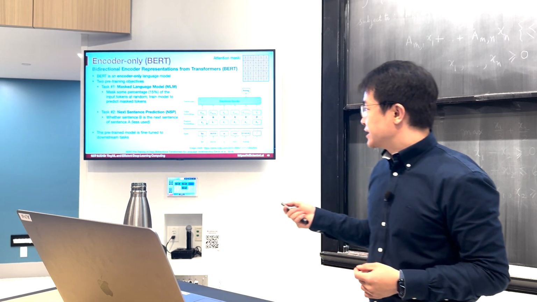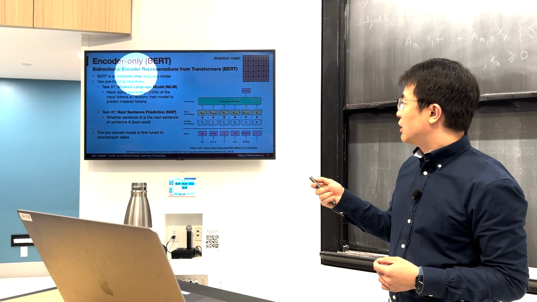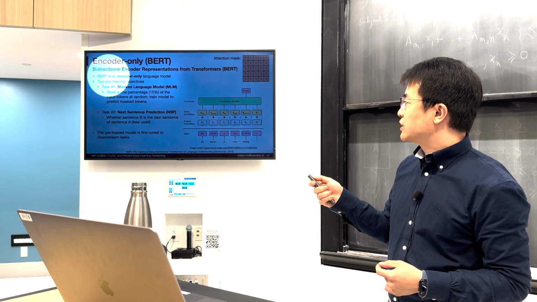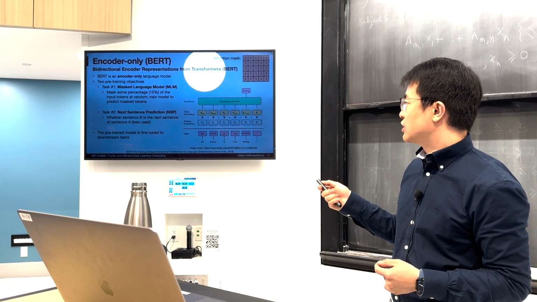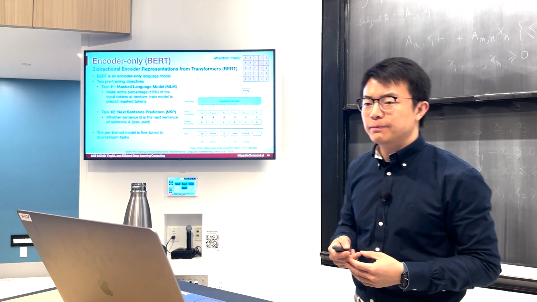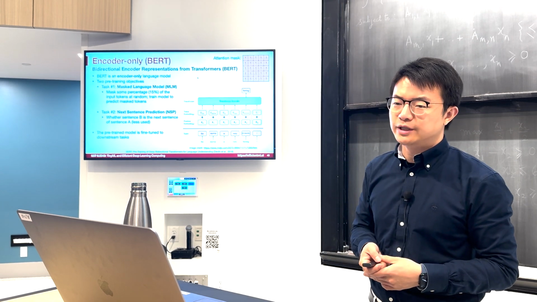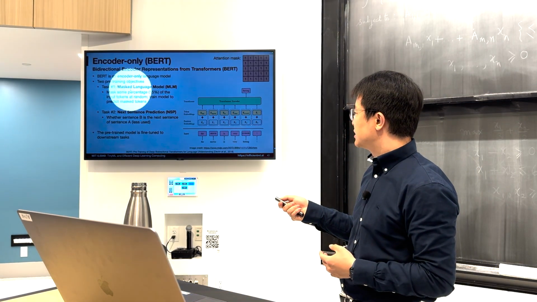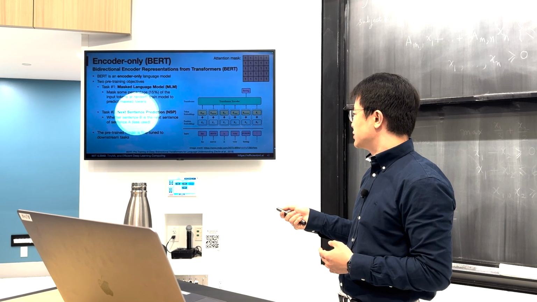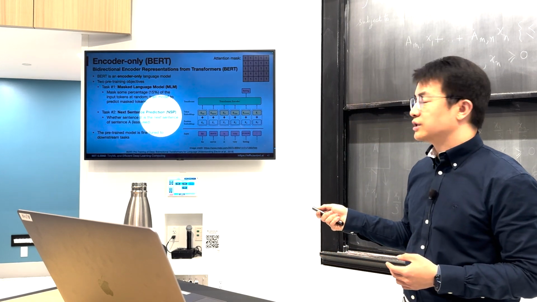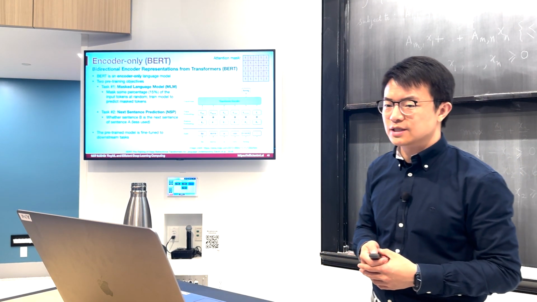The second category is the encoder-only model, like BERT, which stands for Bidirectional Encoder Representations from Transformers. It is an encoder-only language model with two pre-training objectives. One is the masked language model, very widely used these days. The other is next sentence prediction, which is not quite widely used these days.